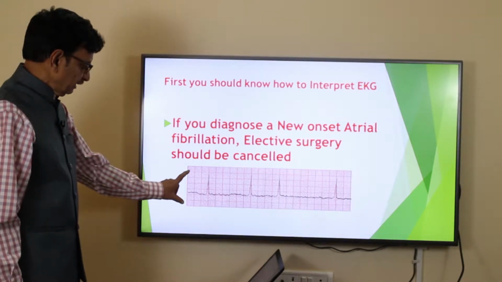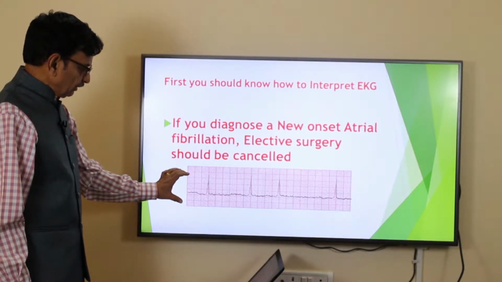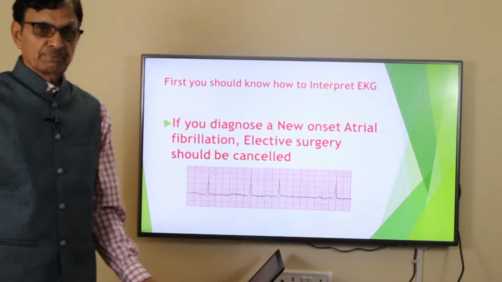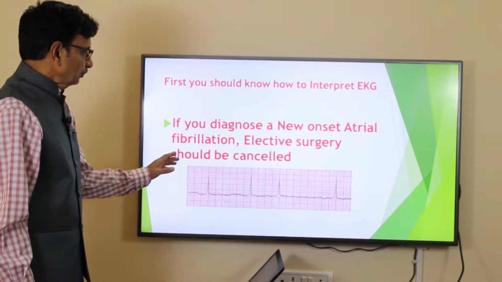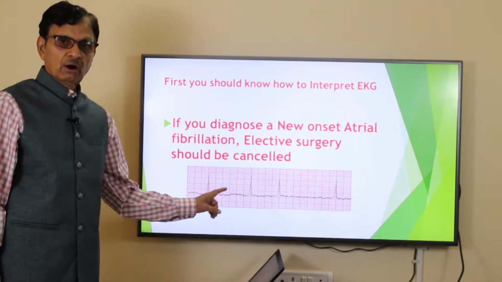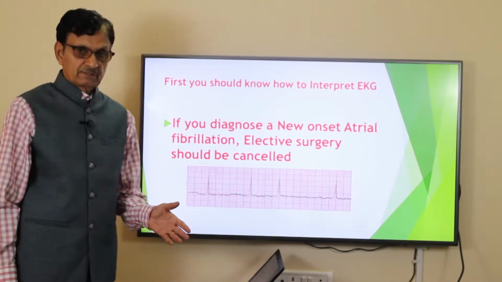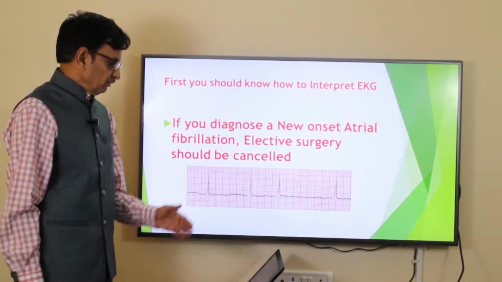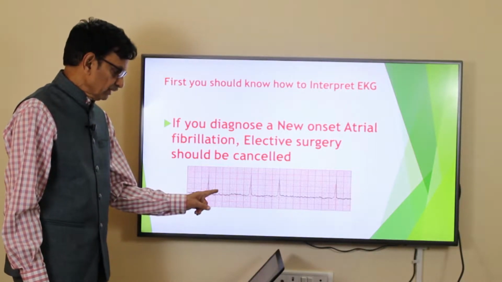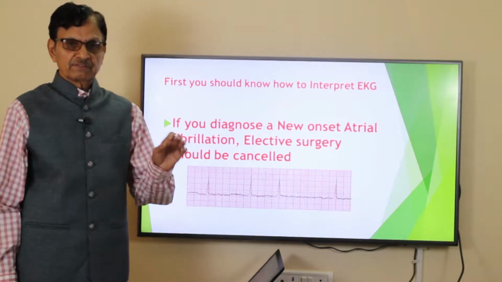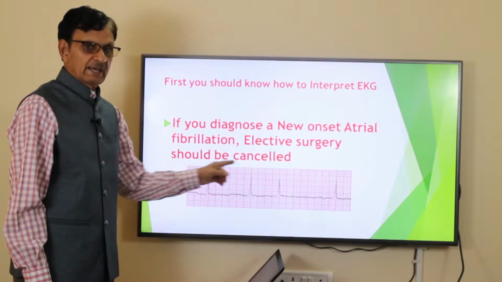Of course, when you have an EKG of this sort in front of you, and you do not have any previous EKG to compare, this being the only EKG the patient has brought to you, then you call that a new onset atrial fibrillation, because the patient doesn't have a previous EKG or previous history. So this is the first time you're seeing this ECG of your patient, and you have diagnosed atrial fibrillation. And new onset atrial fibrillation is one condition where an elective surgery should be cancelled.